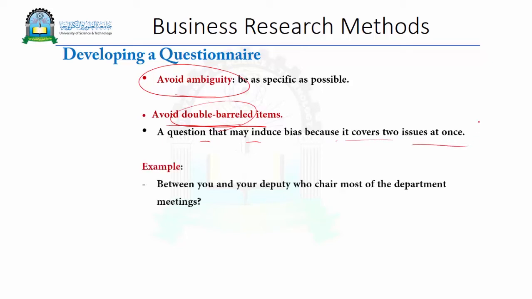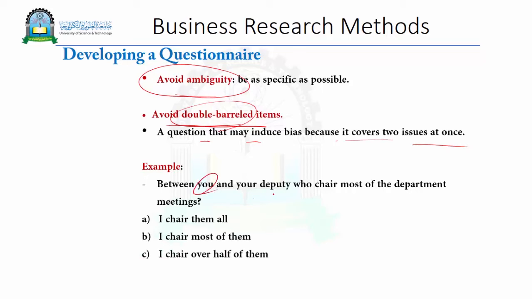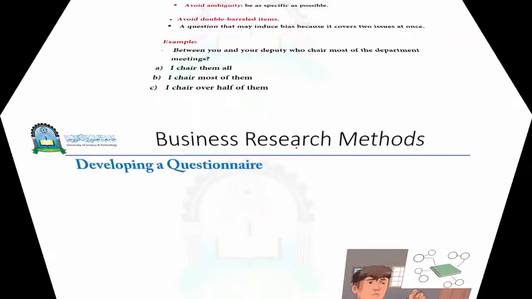This is an example: between you and your deputy, who chairs most of the department meetings? You are comparing between you and your deputy. The answers are: I chair them all, I chair most of them, I chair over half of them. So there is a double-barreled question here. Ask about only you or the deputy, and make the question not double-barreled.